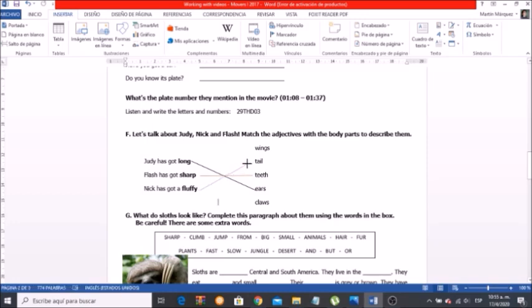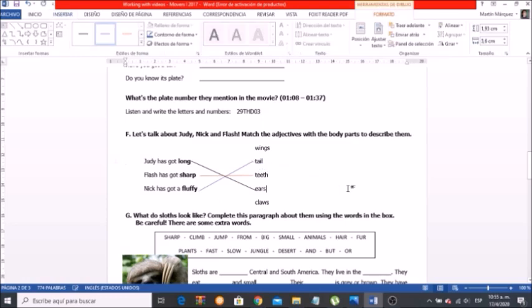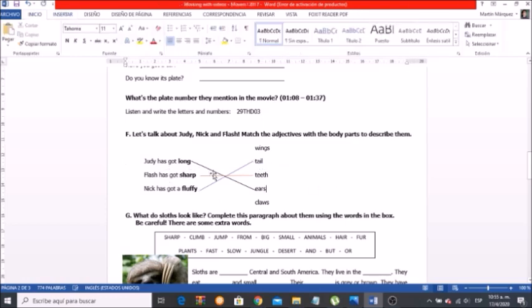Very good, a fluffy tail. So, Judy has got long ears, Flash has got sharp teeth, and Nick has got a fluffy tail. A fluffy tail, sorry.